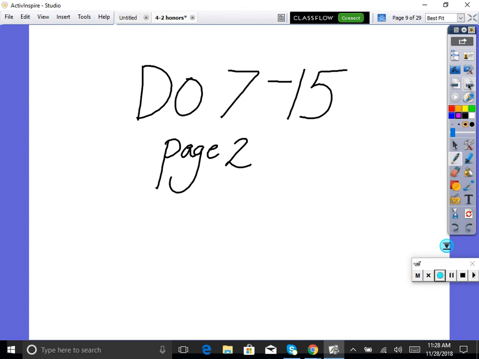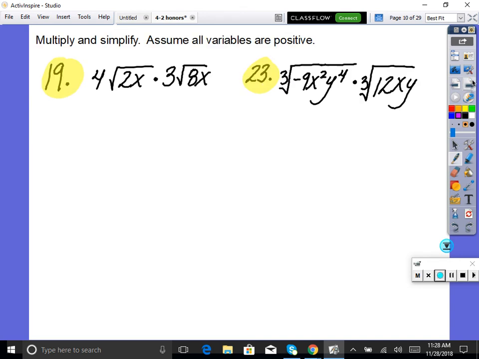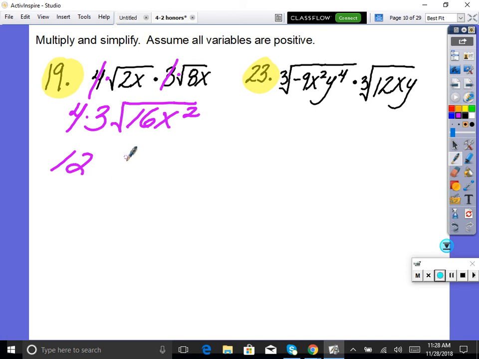Okay, and while we're on a roll of that, let's go to 19 and 23, and then I'll let you work for quite a while. So with multiplication here, we can reorder this in any order. So I have 4 times 3, then I have times the square root of 2 times 8, so that's the square root of 16, and then x and x is x squared. And now just simplify it. So we have a 12, and then square root of 16 is 4, square root of x squared is x. So we just have all those things being multiplied together, so 48x.